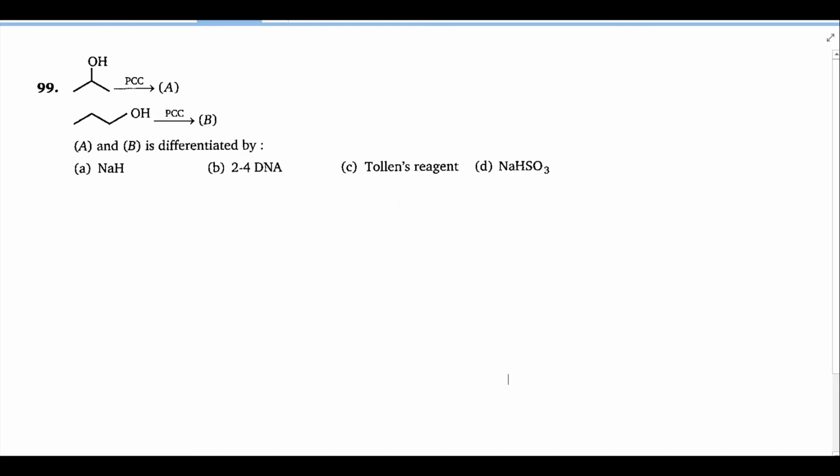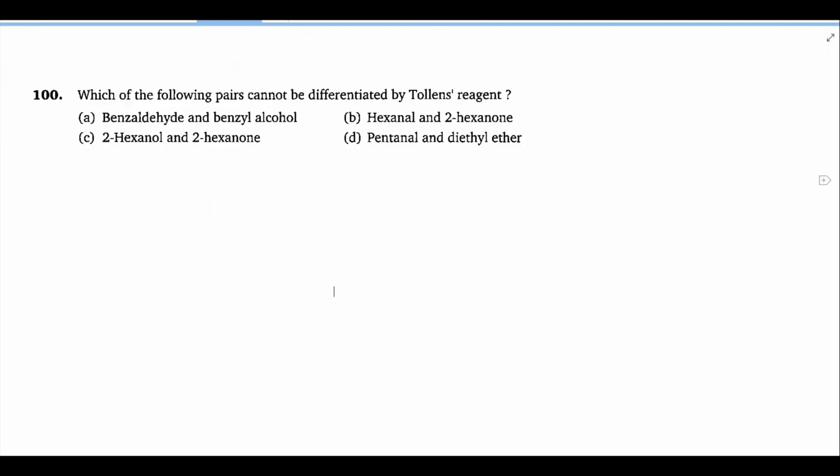Very simple. This is a secondary alcohol; on mild oxidation, you are going to get a ketone. A primary alcohol on mild oxidation gives an aldehyde. So aldehyde and ketone are differentiated by Tollens reagent, because ammoniacal silver nitrate is Tollens reagent. It will give a positive test with only aldehydes. It won't respond with ketones. So the correct answer will be the C option. Very easy question. Now this is question number 100.